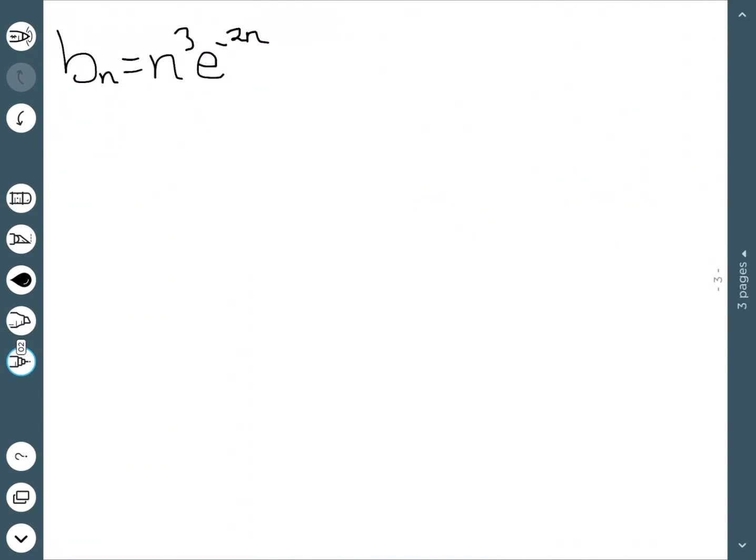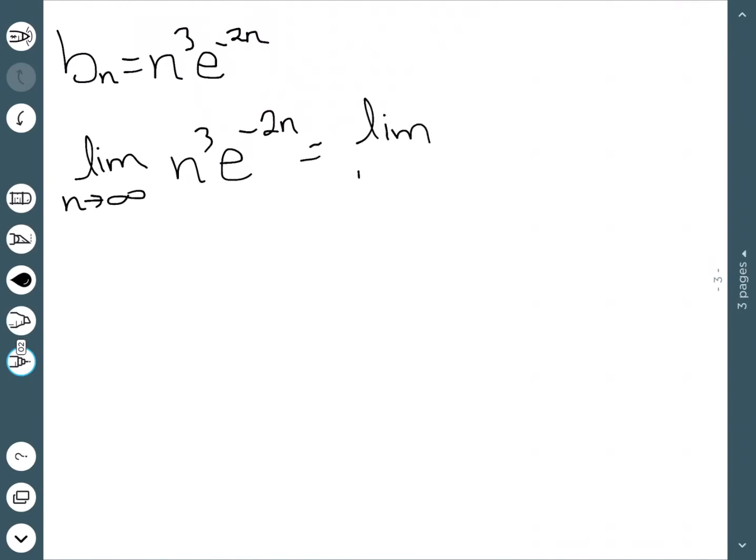What about the limit of the sequence b sub n equal to n cubed e to the minus 2n? Well, we do want to take the limit as n goes to infinity of n cubed e to the minus 2n, but if we do that, we get infinity times 0, which is an indeterminate. Instead, we're going to rewrite this as a fraction, n cubed over e to the 2n. We now have infinity over infinity, which is still an indeterminate, but we can now use L'Hopital's rule.